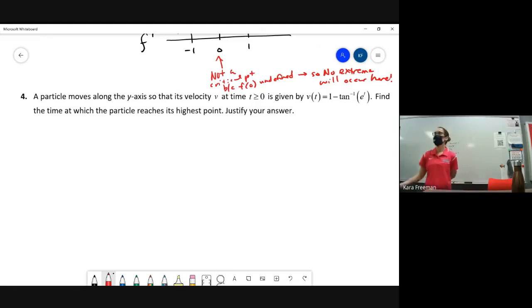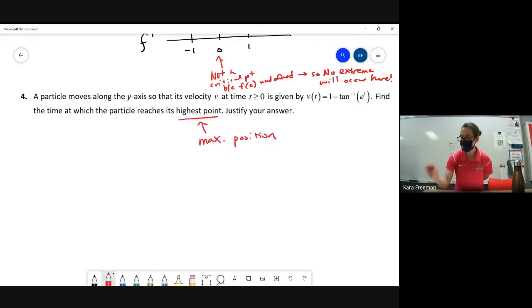Velocity is the derivative of the position function. So you've got to watch out for the phrasing here. Find the time at which the particle reaches its highest point. So it's maximum position. Does that make sense? Highest point means I want to find the maximum position. So here's where we're starting to bring in more of those, and we're going to spend a whole day just on real world application with this stuff.